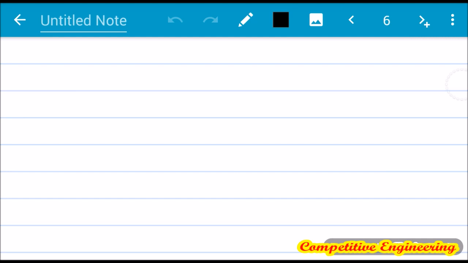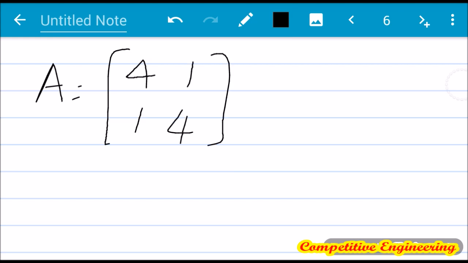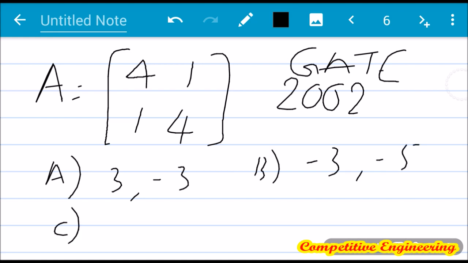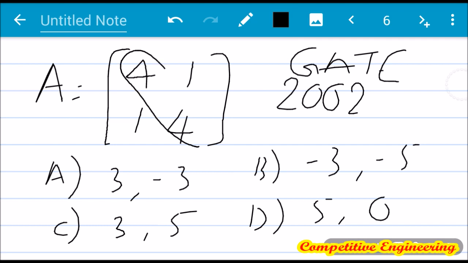For example, let A equal 4, 1, 1, 4. It is a GATE 2002 question. What are the eigenvalues? Option A is 3, minus 3; option B is minus 3, minus 5; option C is 3, 5; option D is 5, 0. We know the trace of the matrix equals the sum of the eigenvalues. The trace is 4 plus 4, that is 8, so the sum of eigenvalues should be 8. Option A sums to 0, option B to minus 8, option C to 8, option D to 5. So option C is the answer.